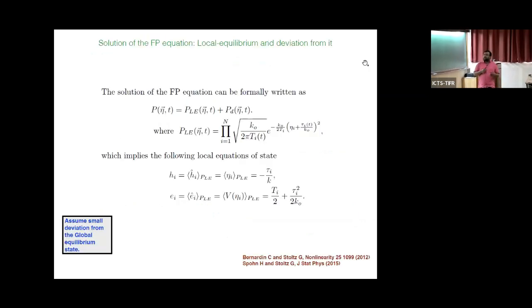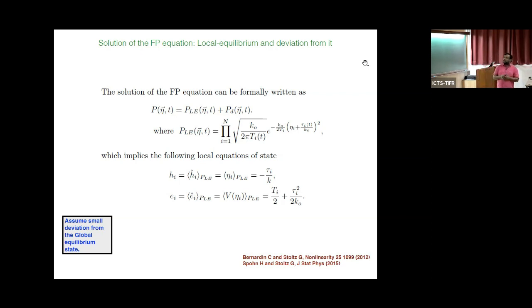So for that, we solve the Fokker-Planck equation. One can formally write down the solution in this form: you have a slowly evolving local equilibrium distribution plus a deviation. Since I have assumed that the deviations from the global equilibrium are always very small, I can think of this deviation as very small. The slowly evolving local equilibrium picture is characterized by temperature profiles and tension profiles, pressure profiles, such that you have local equations of state. So the local volume and the local energy are related to the local temperature and the pressure in this way.